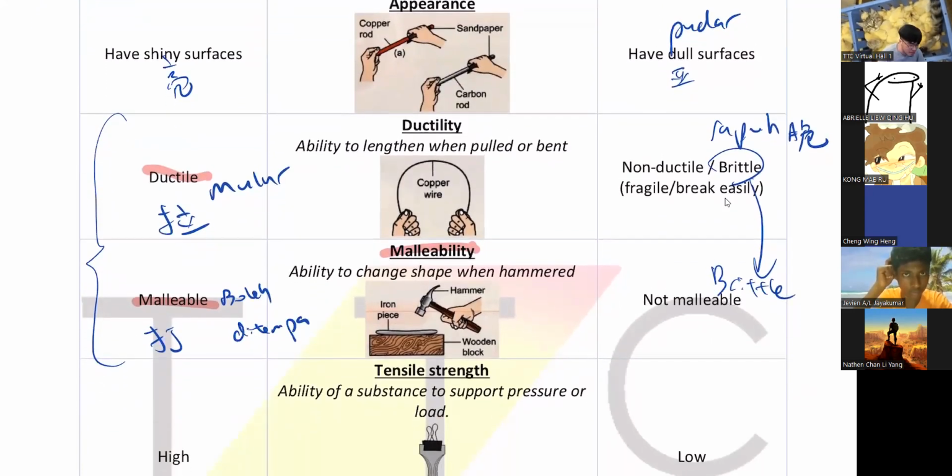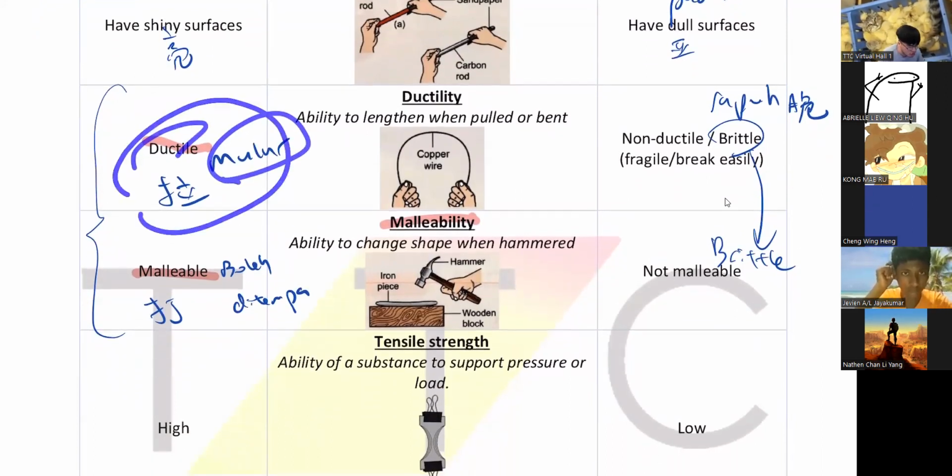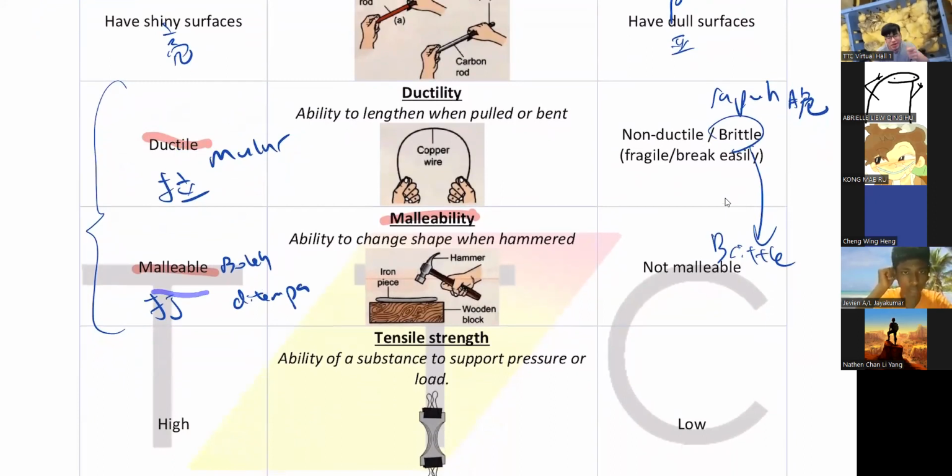Okay, so what does it mean by ductile? Ductile means you can bend it into any shape, like wire. Okay, ductile, we call it mulo in BM. You see, I have to write in 3 languages, so tiring. Okay, so malleable means you can beat it into any shape.